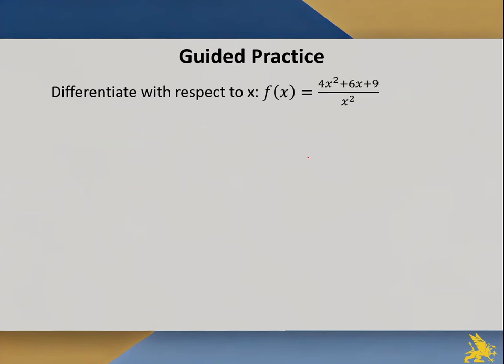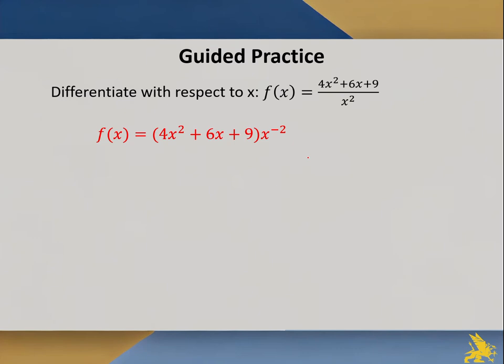So if we are doing this question here, and we've got x squared on the bottom, so we really want to get rid of that. So to do that, we are just going to get it to the top, but that also means the whole top is going to be times by x to the power of negative 2. So we need to expand.